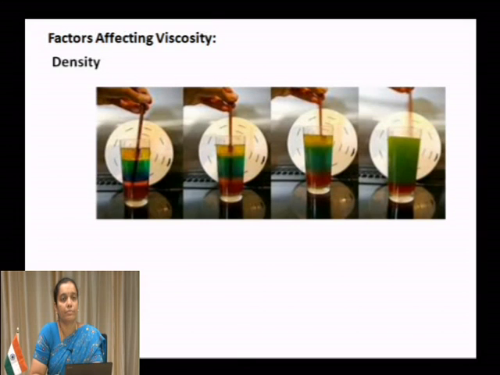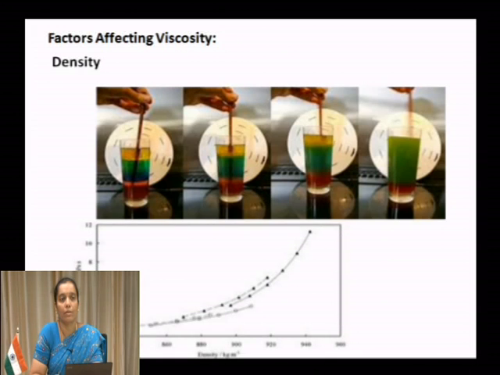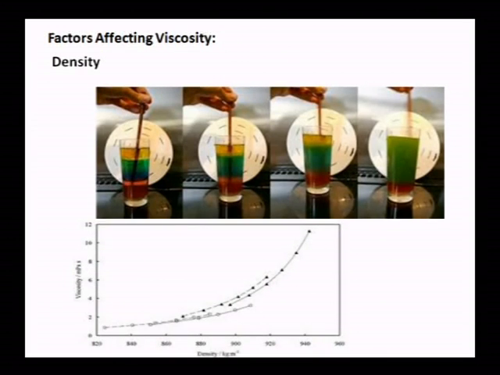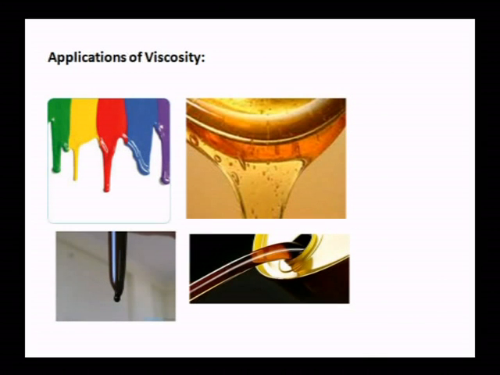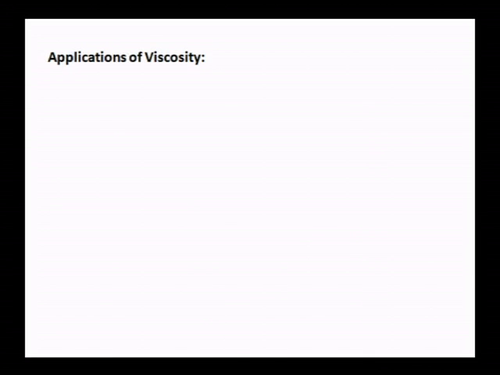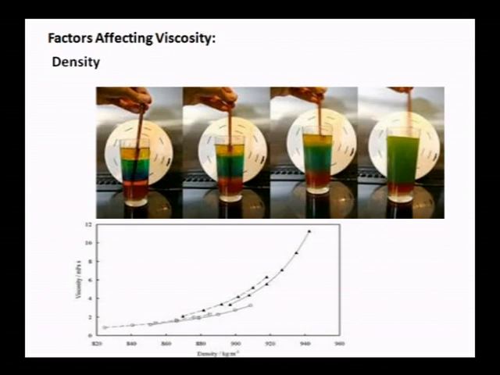Density. As the density increases, the viscosity of the liquid also increases. For example, the density of kerosene is less and the viscosity is also less, whereas the density of castor oil is more, and also the viscosity of castor oil, or the force which resists the flow of castor oil, is also more.